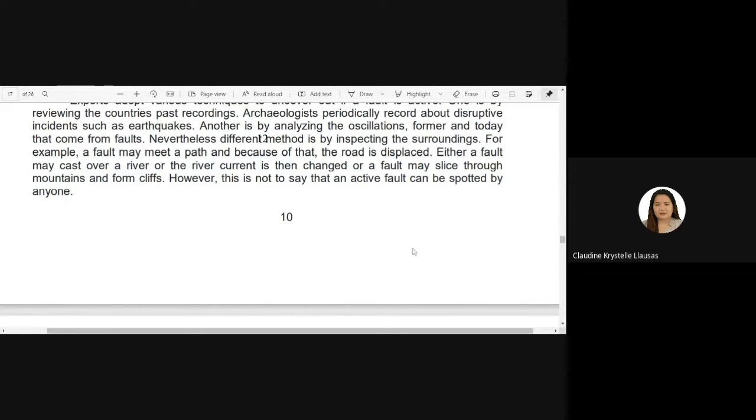However, this is not to say that an active fault can be spotted by anyone. Again, only experts can identify that this is a fault. It is a dangerous area. It's not that we can just say, when we see cracked ground, oh, that's a fault. No. Only experts can tell us that a certain fault is dangerous or not. Okay, next.